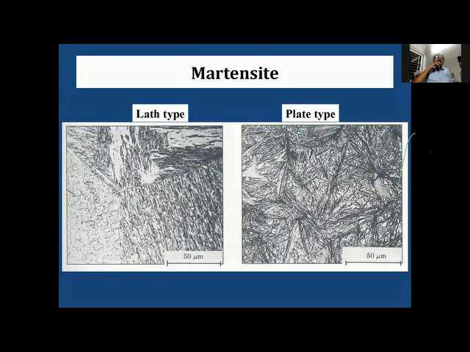This shows the difference in appearance. This is at almost 400x magnification, and the left side shows lath martensite, and the right one shows the plate type martensite. You will find the difference in the microstructure can be easily identified under the microscope.